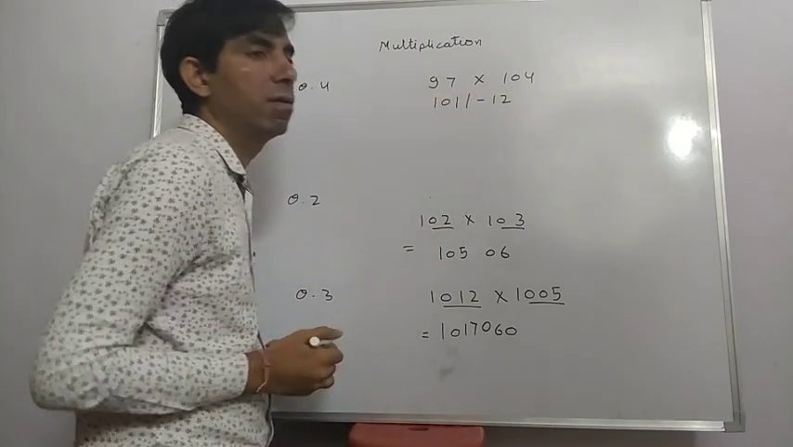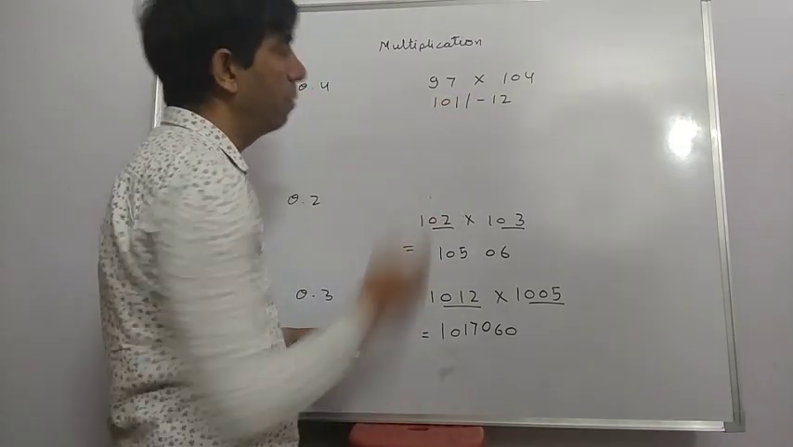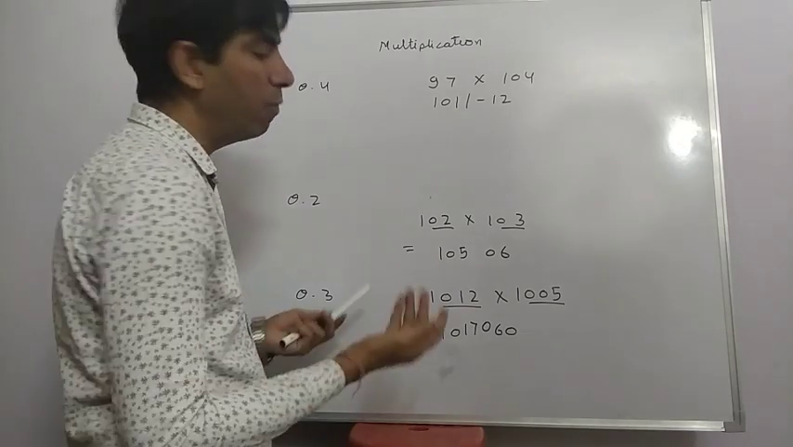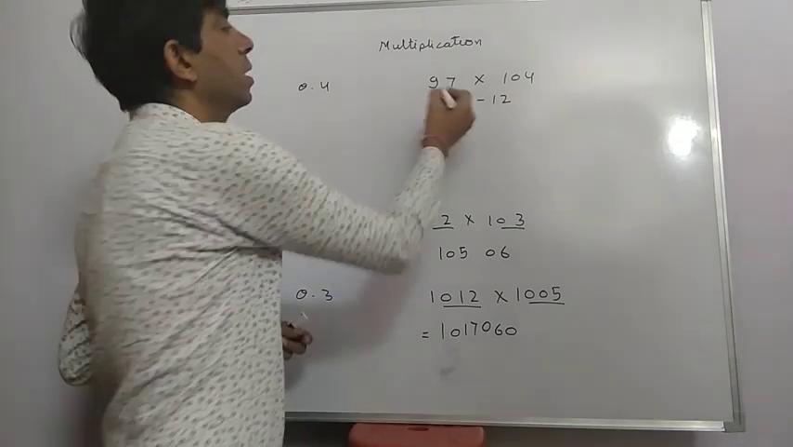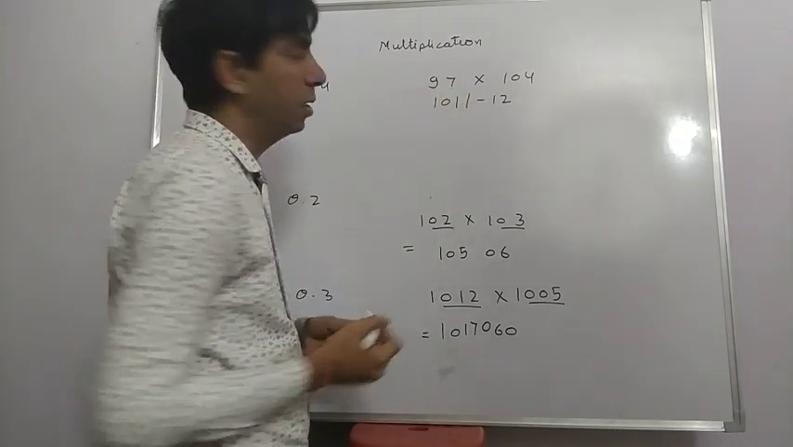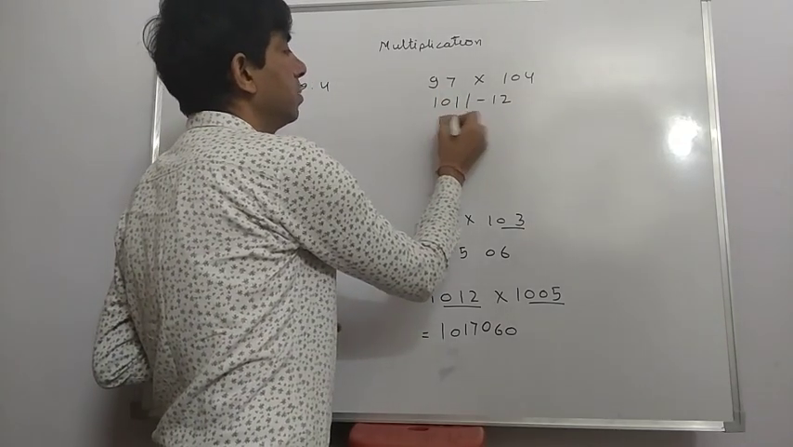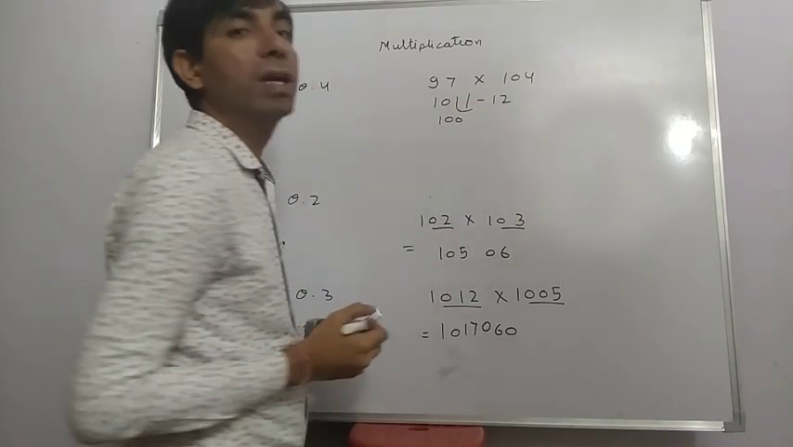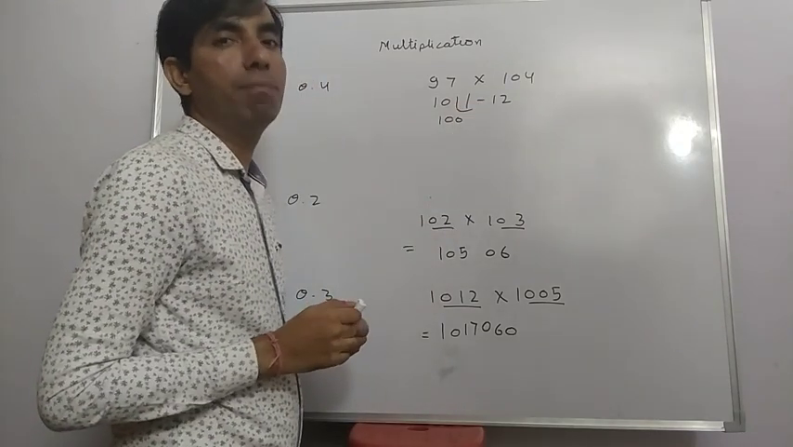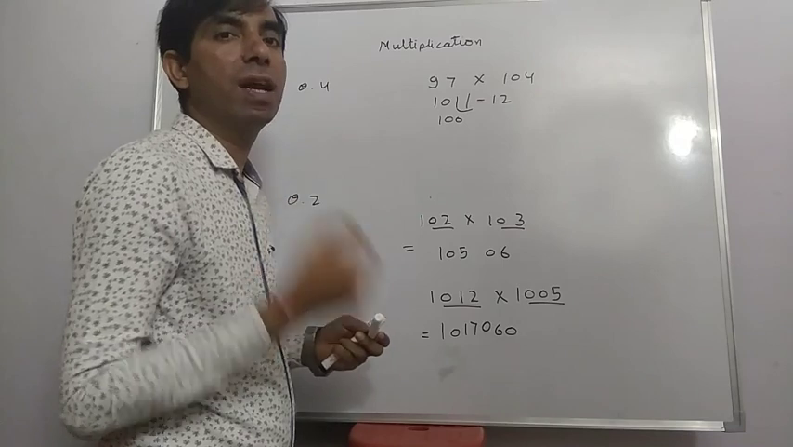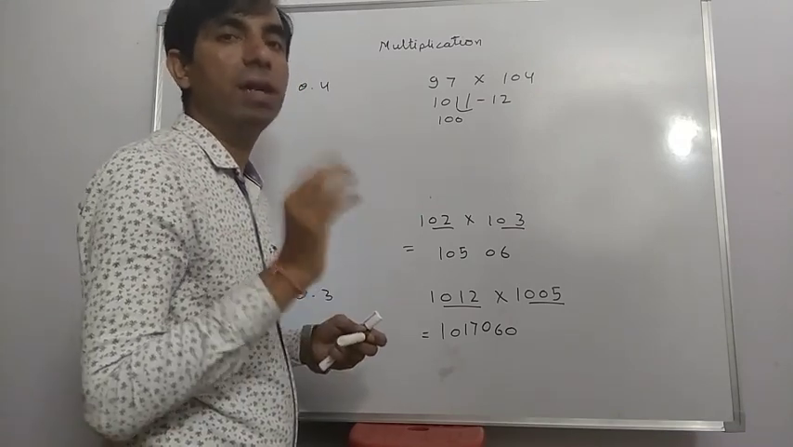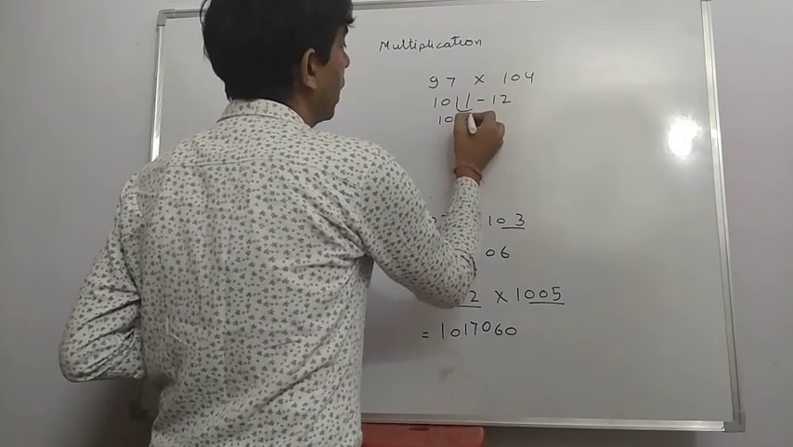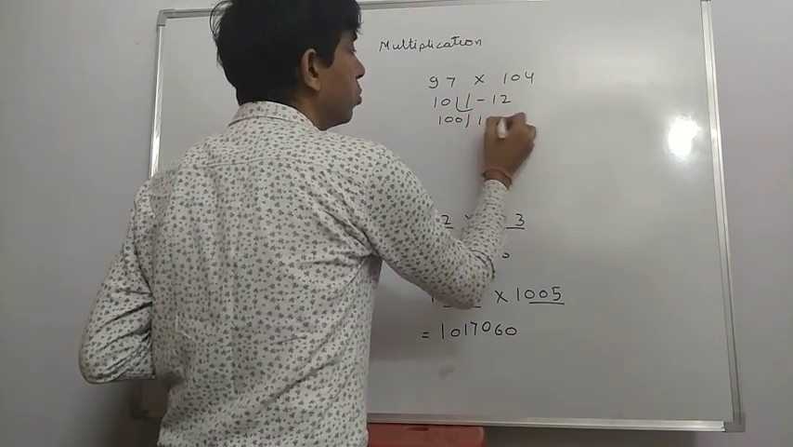But here we see that one number is positive but one number is never negative. How can we write the answer? So we give one number a carry. In the carry method, one base is taken completely one time. If you give a one carry, then one base comes one time. So here the answer will be 100 minus 12.